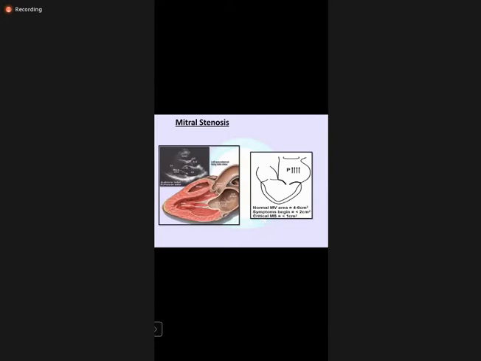In the pathophysiology of mitral valve stenosis, you can see there will be a dilatation of the left atrial cavity. The normal area of the mitral valve is 4 to 6 centimeters squared, and symptoms will begin when the area reduces to less than 2 centimeters squared. Critical mitral stenosis is there when the area is reduced to less than 1 centimeter squared.